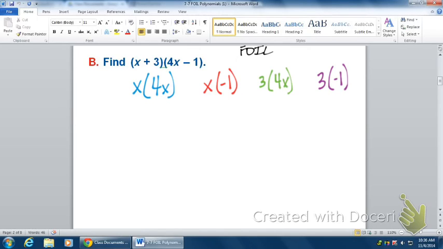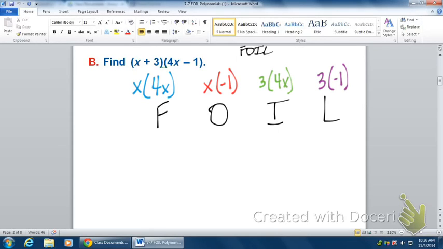It can help some people if you write it out in full, with a space between each one: first, outer, inner, and last. Okay, now, guys, hush. Now I'm going to combine these terms together. I'm going to simplify them.